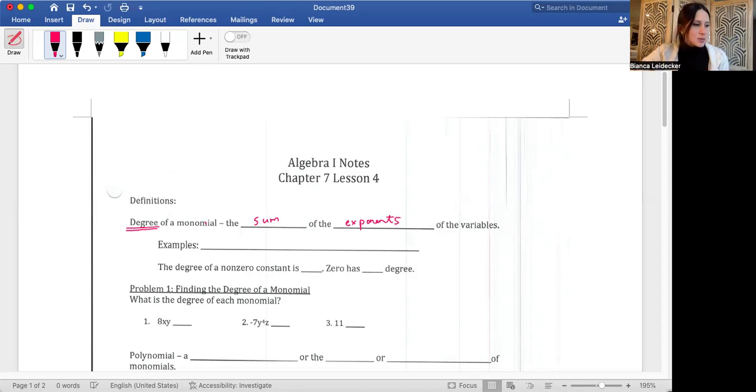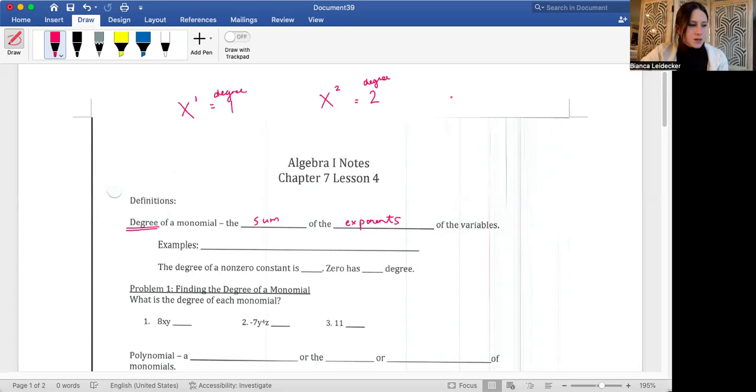So an example would be like x, okay? x is to the power of 1. So the degree is 1, okay? x to the power of 2, there's an exponent of 2, so it's to the degree of 2. Let me specify, this is the degree of 1, degree of 2.